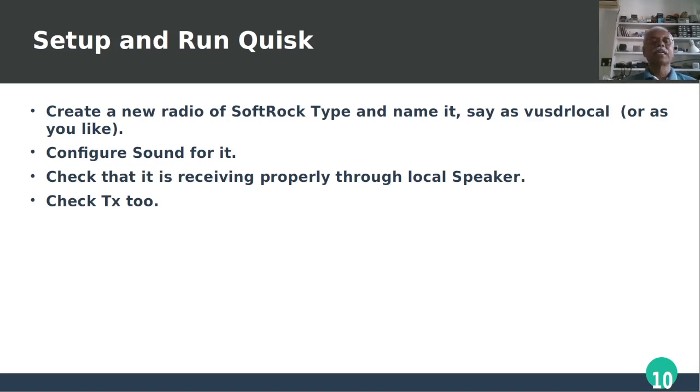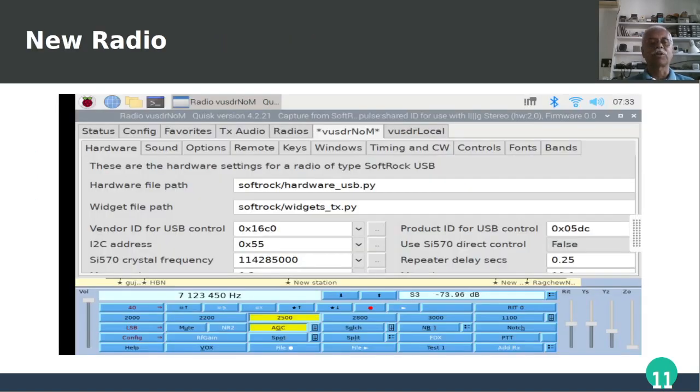So in Quisk, you have to set up Quisk and then create a new radio of soft rock type, and you have to give it some name like VUSDR local or whatever you like. Configure the sound for it. We will have a look at the configuration in a minute, and then check whether it is receiving properly or not, and then similarly check the transmit also. So this is a part of the Quisk setup, where some new hardware has been created.